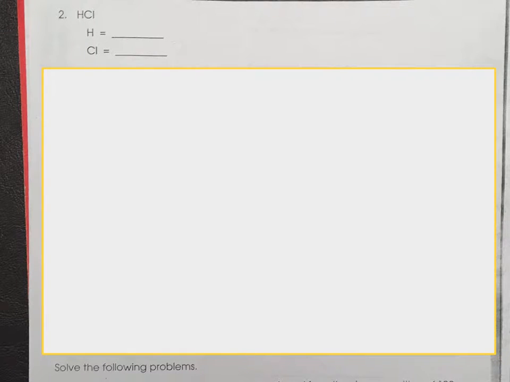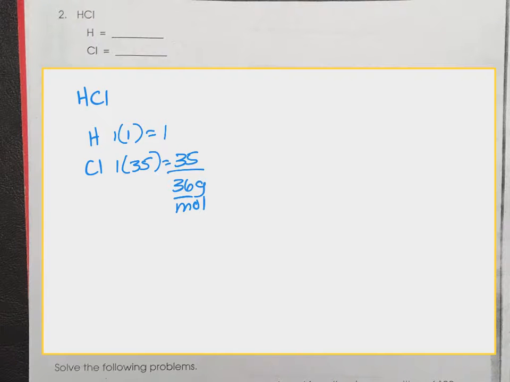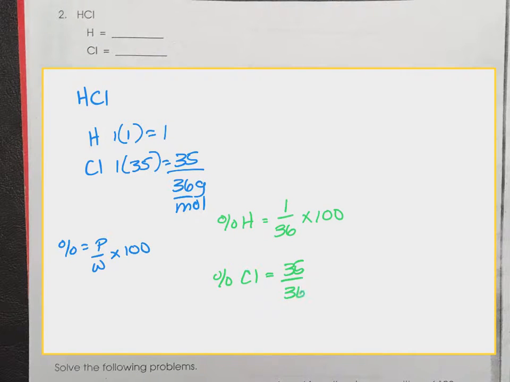Alright, let's tackle the next problem, which is hydrochloric acid, or HCl. We have hydrogen, we have chlorine. We're going to calculate the gram formula mass, and I got 36 grams per mole. We're going to make sure that we write our formula down, percent equals part over whole times 100. And then we'll tackle the percent of hydrogen, which is going to equal the part that's hydrogen, 1 over 36 times 100. And the percent of chlorine, which is going to be the part that's chlorine, which is 35 over 36 times 100.